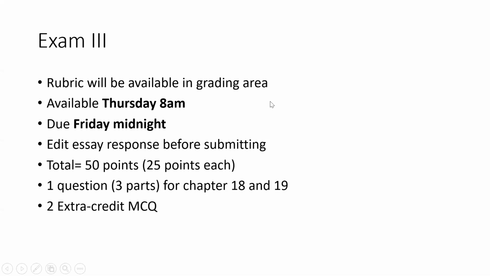And the rubric will be available in the assignment. That should be in the grading area. So when you click the assignment, you can right click and it should be able to show you where you can see that rubric. And if you need more guidance on that, I'll probably put a little bit of an instruction in an announcement when I make that go live, just so you can see where to find the rubric. It's going to be available tomorrow at 8 a.m. and it'll be due Friday at midnight.